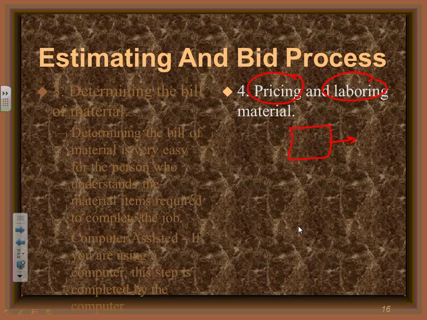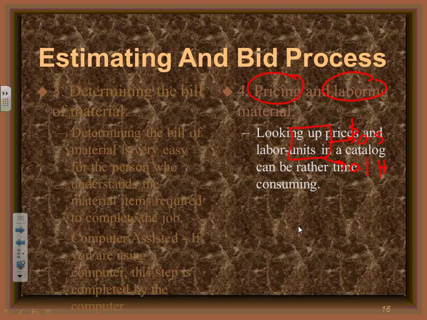The price of the square box is going to be $0.5, and the labor to install it will be 0.1 hours. That's called pricing and laboring. Everybody understand what pricing and laboring is? Assigning a dollar value for the equipment and an hour value to install that piece of equipment. Pricing and laboring. That's right.